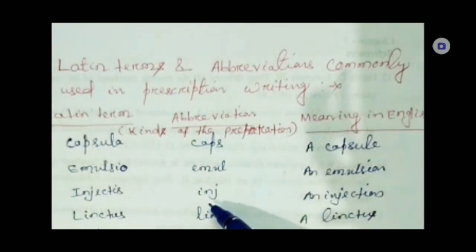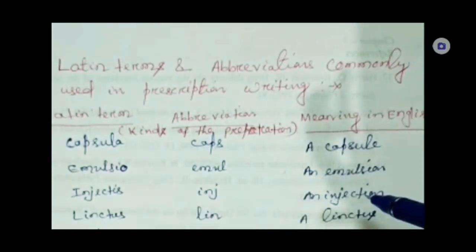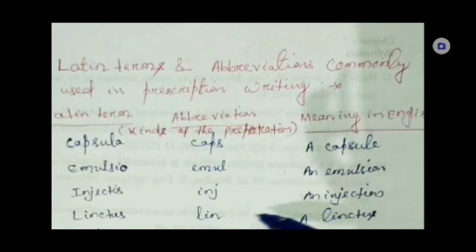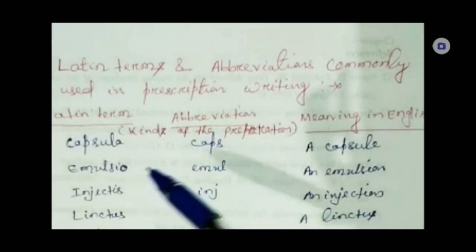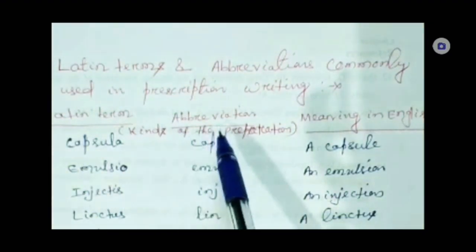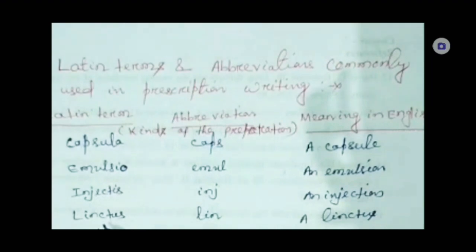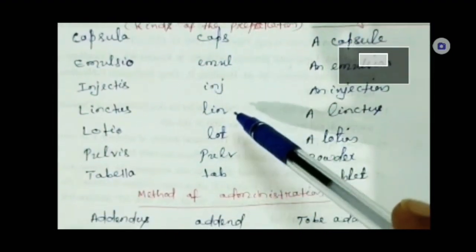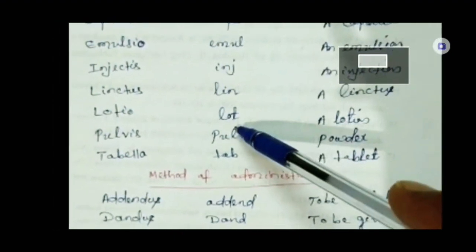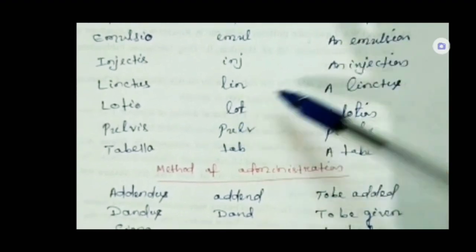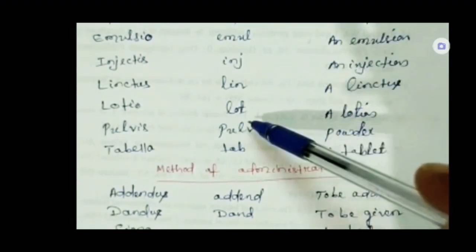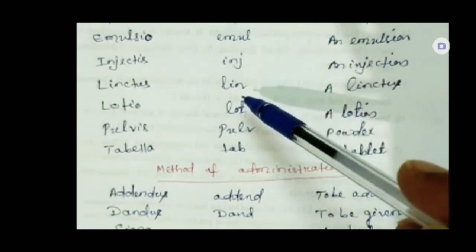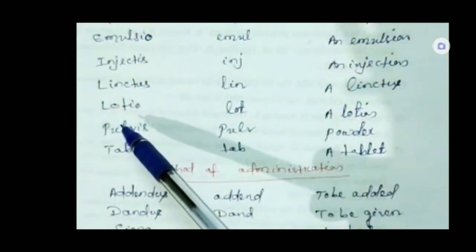If INJ is there, it is the abbreviation of the Latin term inject, and its meaning is an injection. If LIN is there, it is the abbreviation for the Latin term linctus. Its meaning is a linctus. LIN is also used for liniments. The abbreviation LOT indicates a lotion. This is the meaning in English, LOT, for the Latin term lotio.